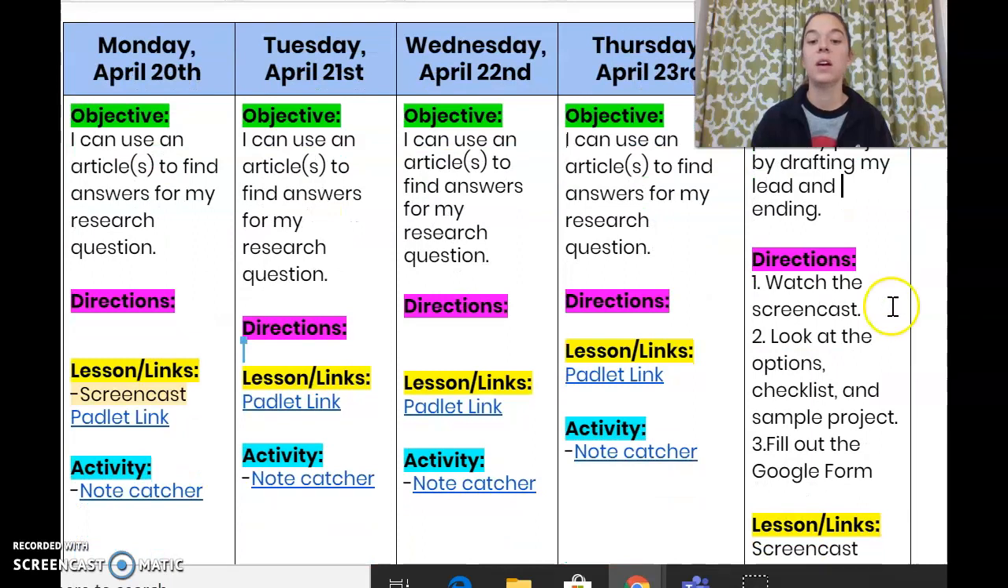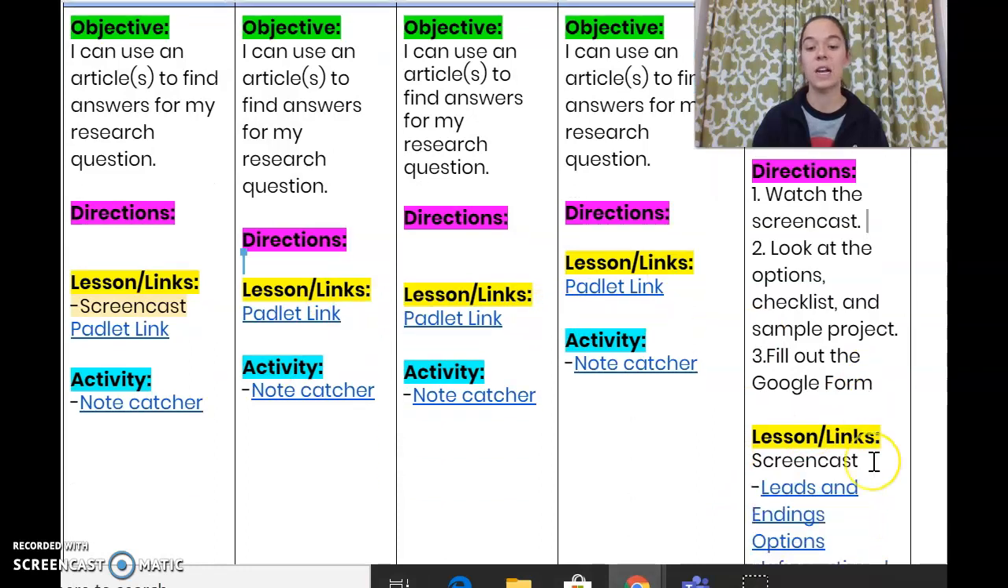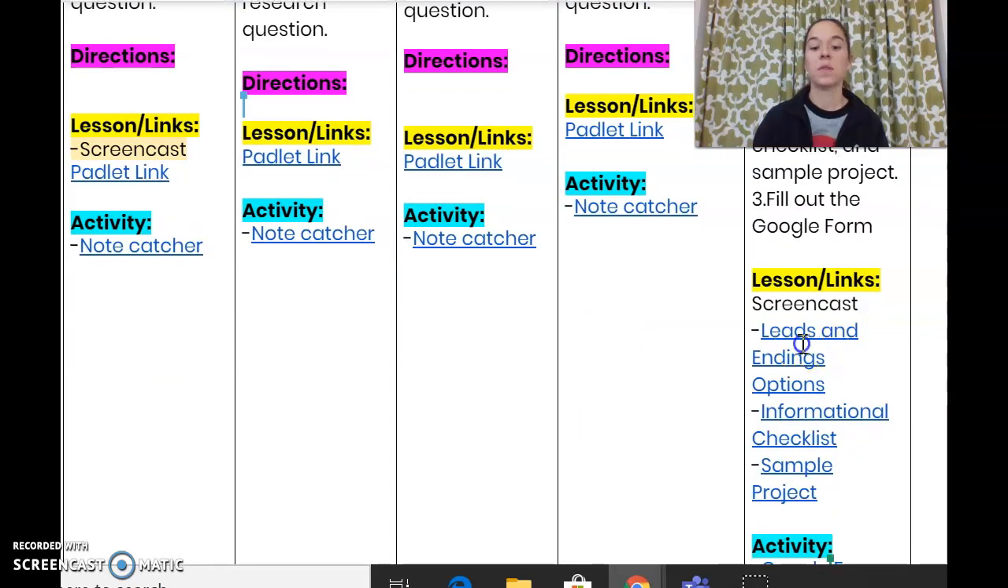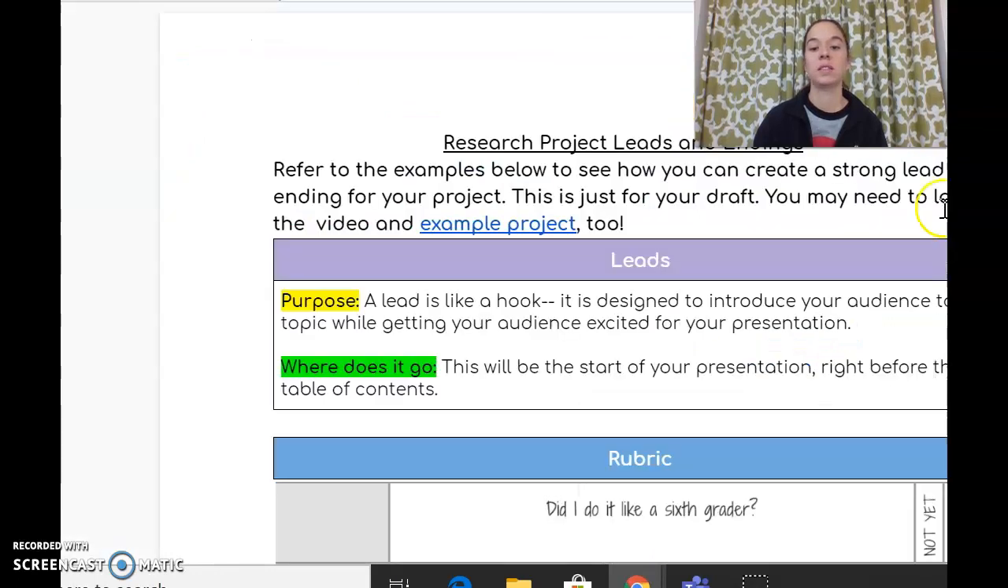All right, so here are your directions. Watch the screencast. If you can see me and hear me, you're doing that. Good job. We're going to look at some options together as well as some other resources, so your checklist and your sample project, and then we'll fill out the Google form. So really the goal of today is, before we do our whole project next week, I need to know what is a strong beginning and a strong ending so I can fill in the middle pieces next week and really focus on that.